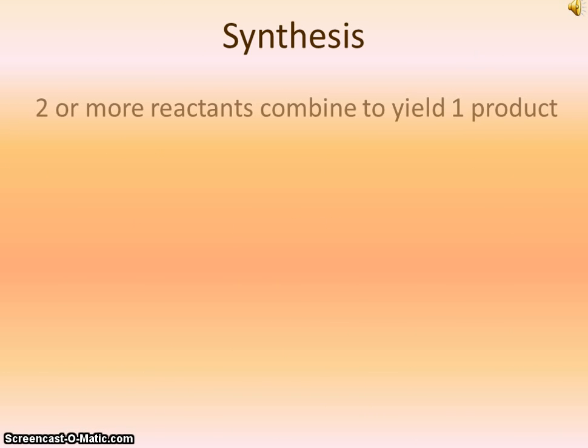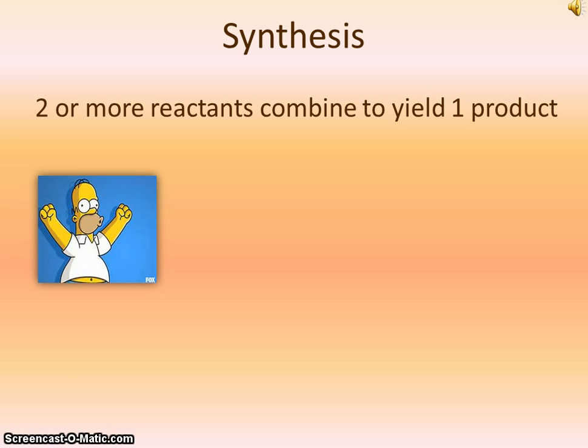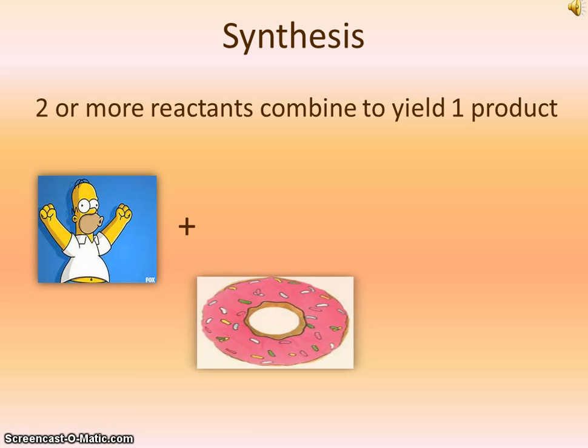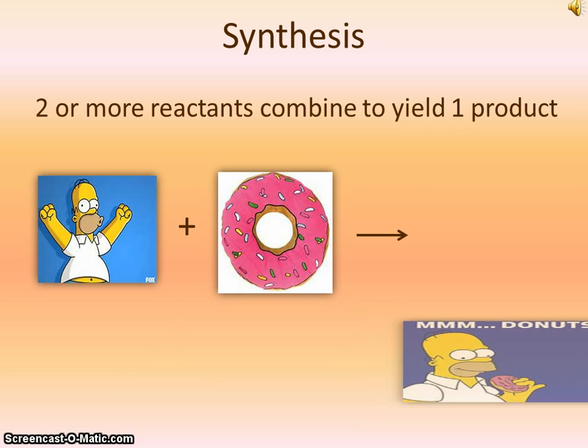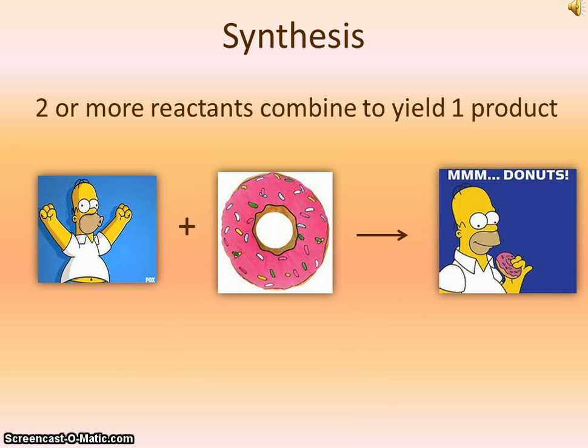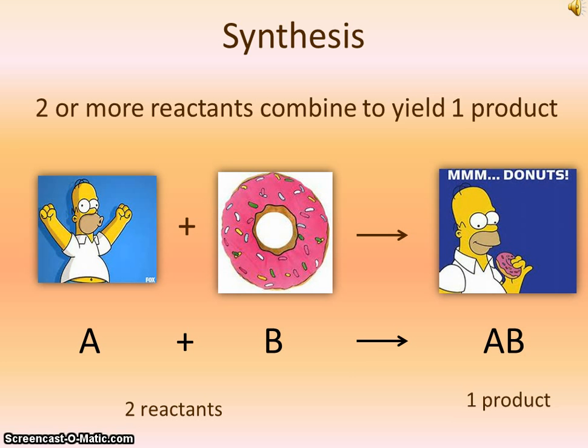Synthesis, when 2 or more reactants combine to yield one product. In our example, we will use Homer plus a donut, yielding Homer now with donuts. Summarizing this example, we have A plus B yielding AB. Note that we have 2 reactants, A plus B, yielding one product, AB.